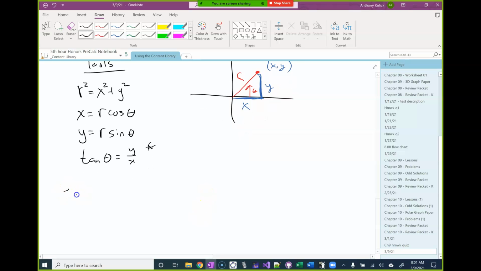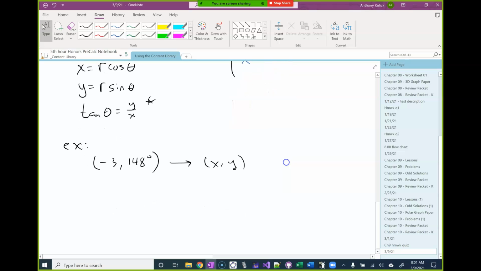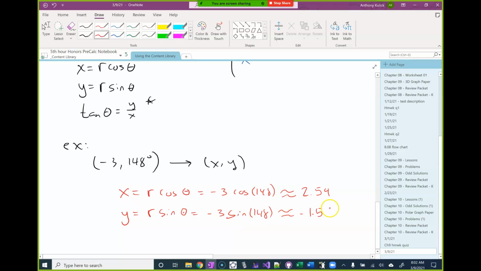So let's do an example here. Let's take the polar coordinate -3, 148 degrees, and convert it to a rectangular coordinate. Well, I know that x is equal to r cosine theta. So in this case, that's -3 times cosine of 148, and when I type that into my calculator, and y is r sine theta, and I type that into my calculator, I get about -1.59. And if you plotted these two and superimposed them, you should see that those are coinciding, right?